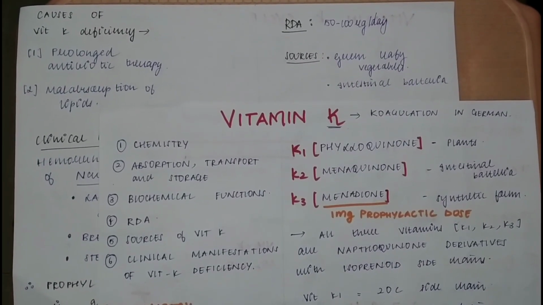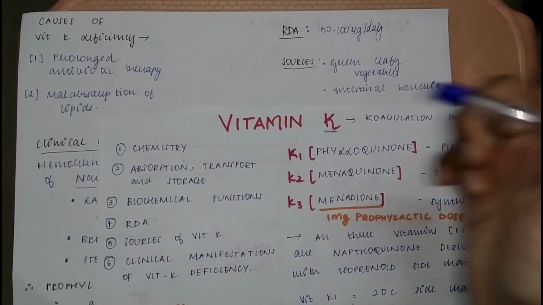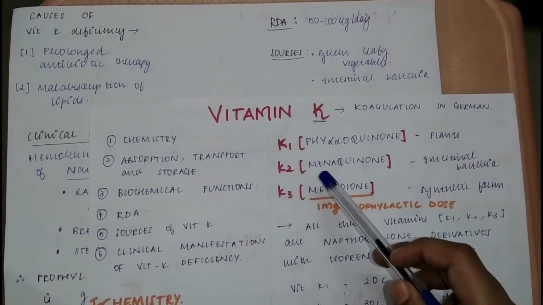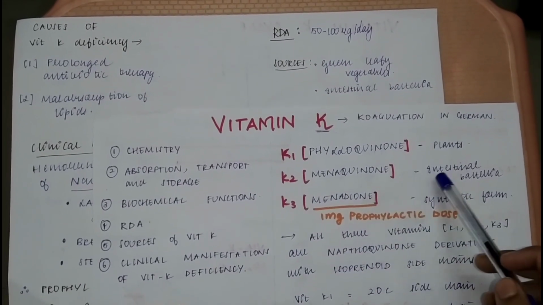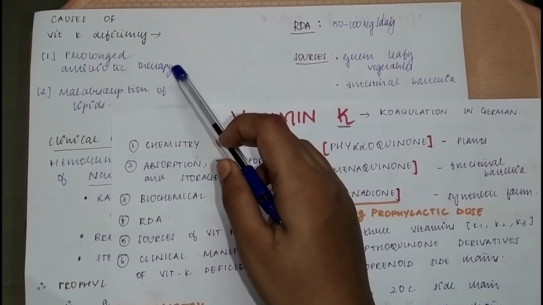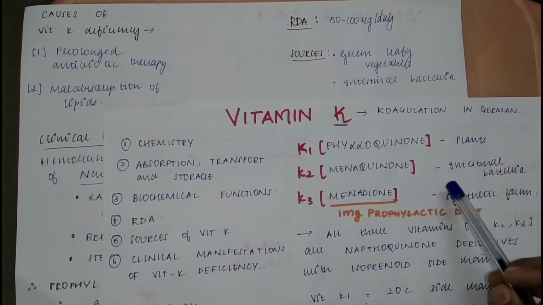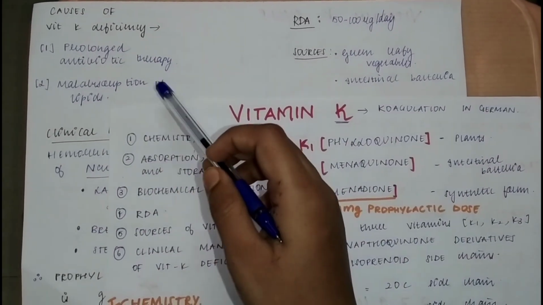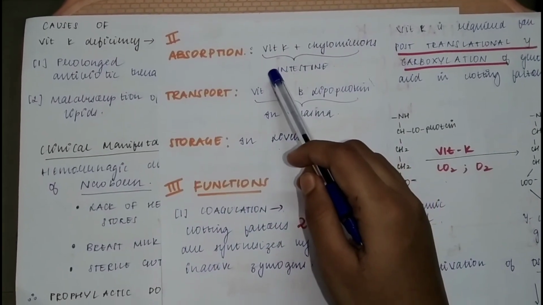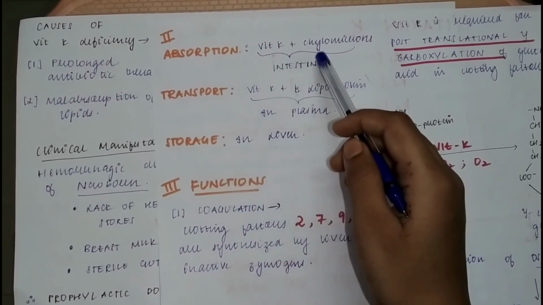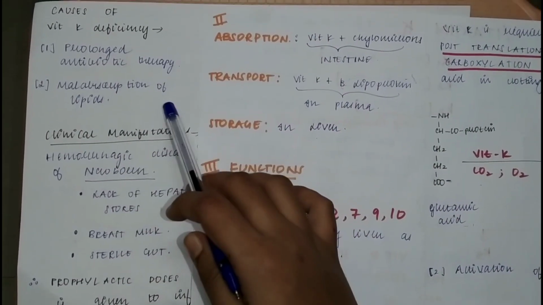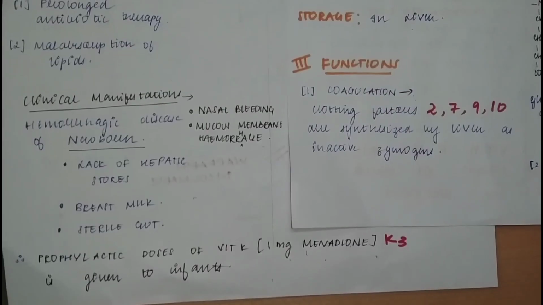Causes of vitamin K deficiency. First cause is prolonged antibiotic therapy. Previously, we saw that K2 form of vitamin K is synthesized by the intestinal bacteria. Therefore, prolonged use of antibiotics leads to perishment of these intestinal bacteria. Second cause is malabsorption of lipids. We saw that vitamin K is absorbed in the intestine along with chylomicrons. Therefore, malabsorption of lipids leads to vitamin K deficiency.